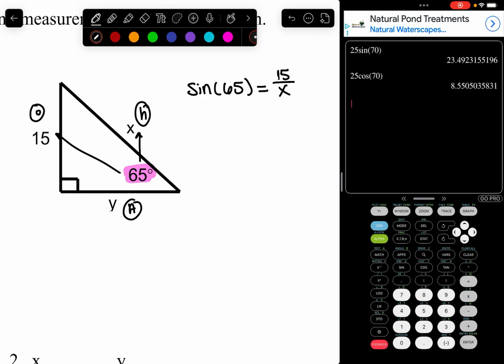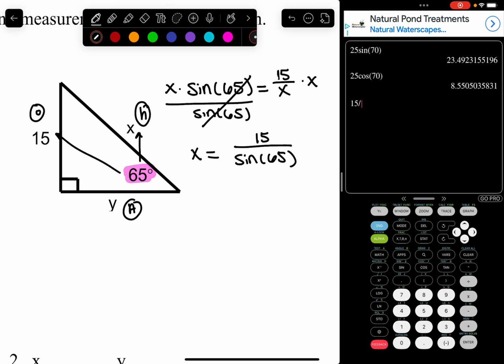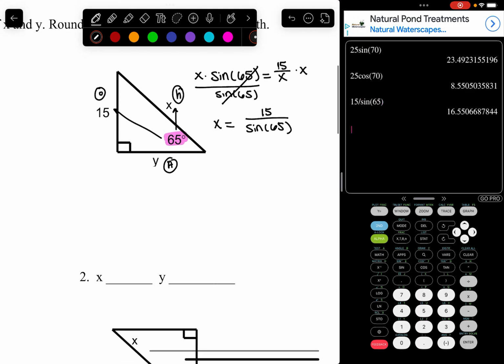This one gets weird because remember that we have to multiply both sides by x first, and then we will go back and divide by sine of 65. So all in all, I will have x is equal to 15 divided by the sine of 65. And I get that x is 16.6.